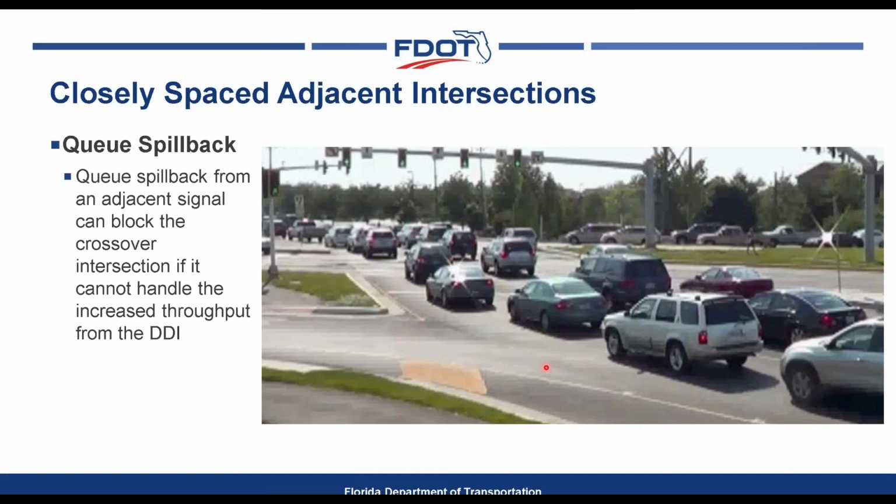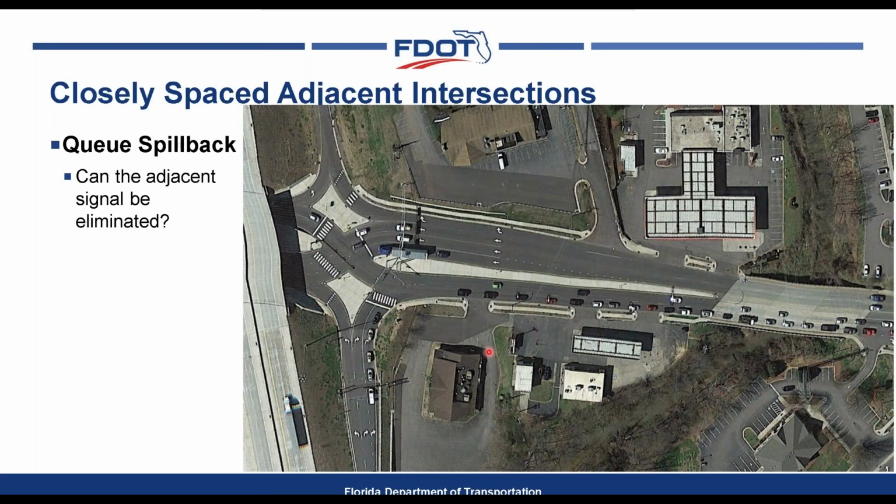However, not all cases can be accommodated. Part of that's based on volumes, as we mentioned, and geometry. Sometimes those queues are just going to back up and you can't clear the downstream signal fast enough to allow the crossover to avoid congestion. So one of the things that you can do in that case is, can you eliminate the signal?